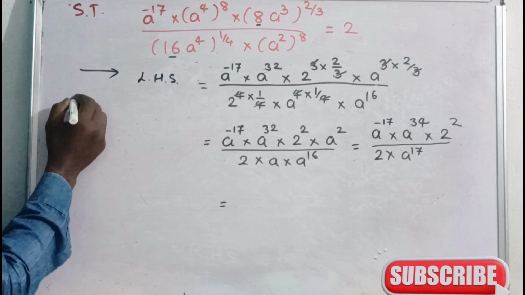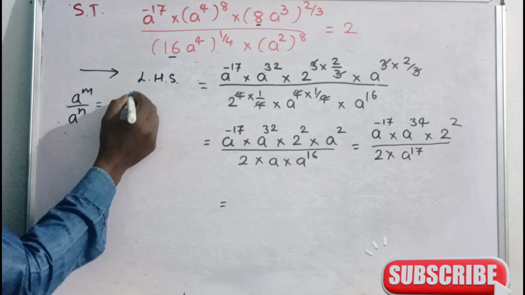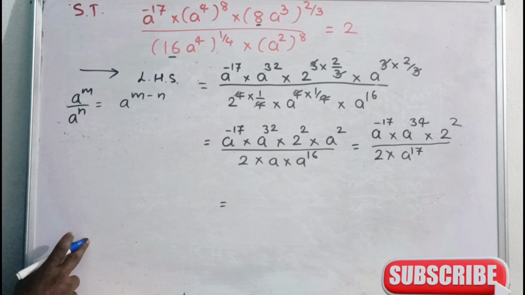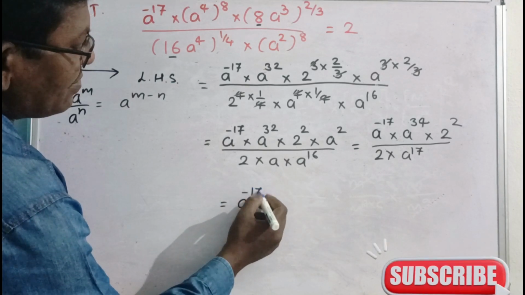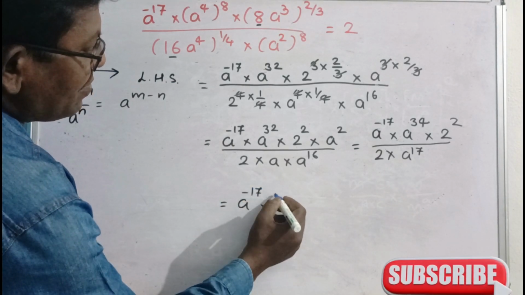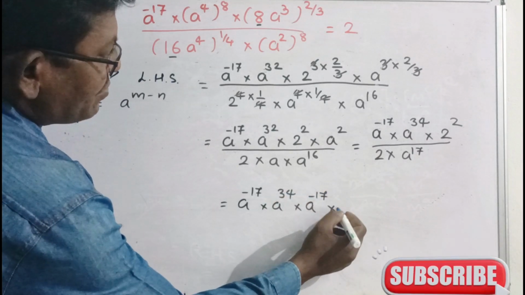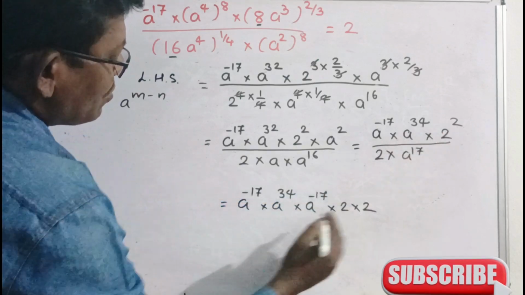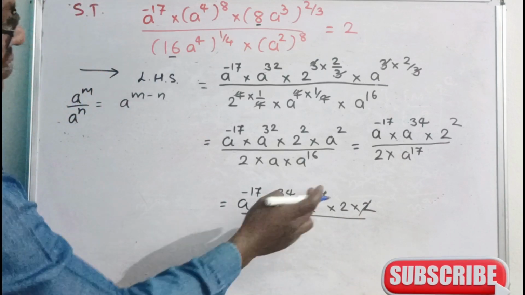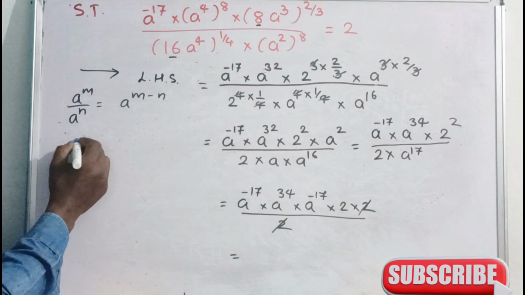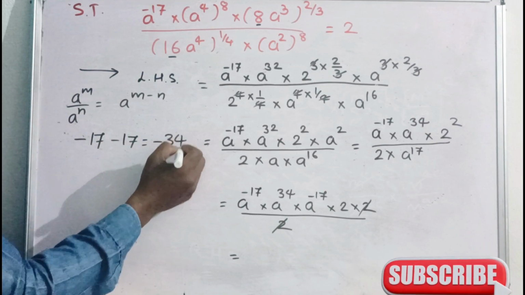One upon a raised to the power m, a raised to the power n is nothing but a raised to the power m minus n. A raised to the power minus 17 into a raised to the power 34 into a raised to the power minus 17 into 2 into 2 square divided by 2. This 2 gets cancelled. 17 plus 17 minus 17 minus 17, it becomes minus 34.